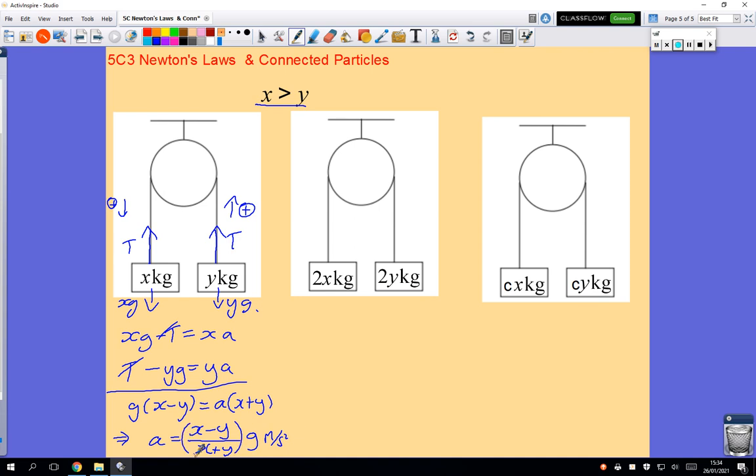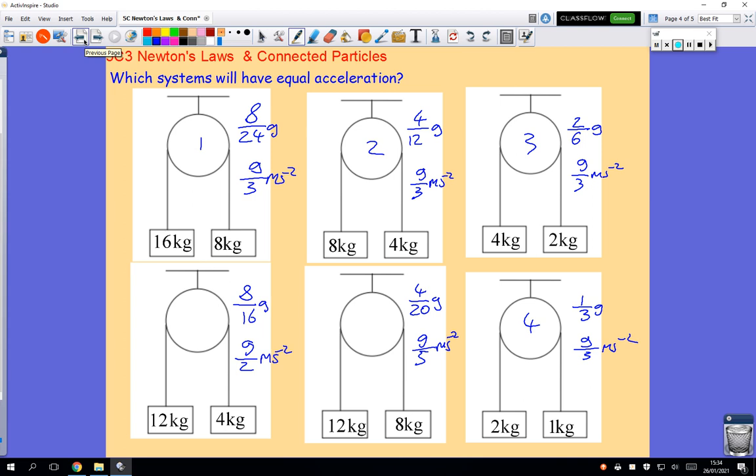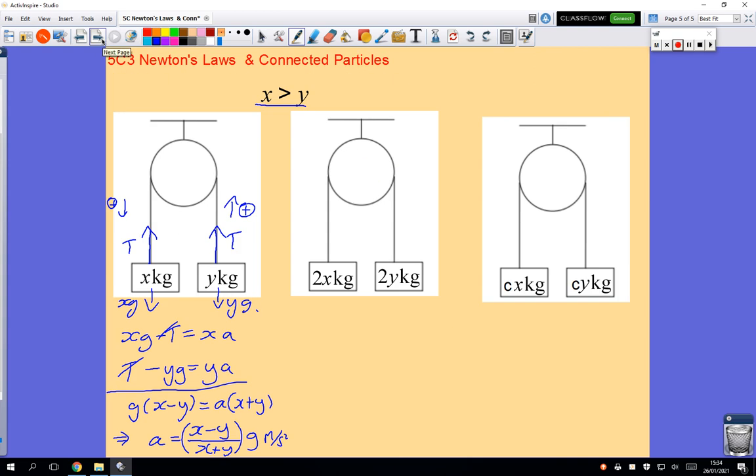So the difference between the masses over the sum of the masses, that's how I was getting these answers so quickly. That's just a piece of information. I know the difference here is 8 over the sum of 24. That's just a fact that I know. It's not a fact you need to know. You can work all this stuff out just using force diagrams and force equations.